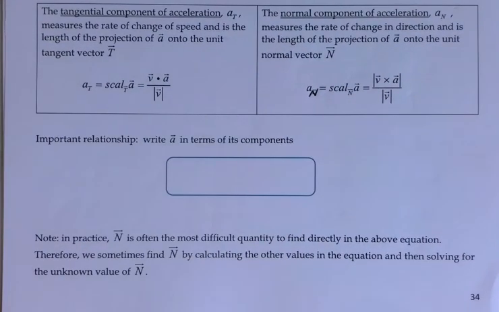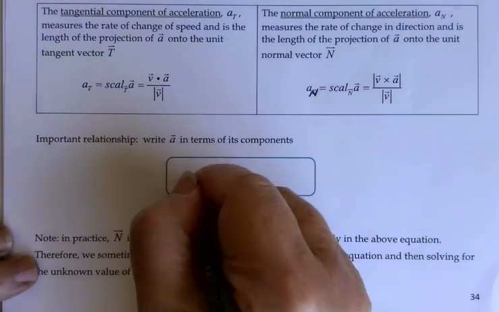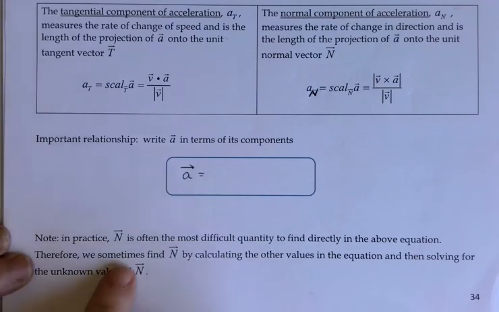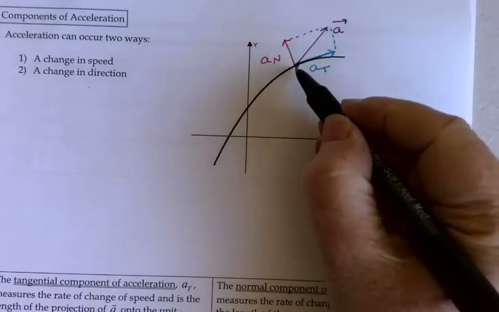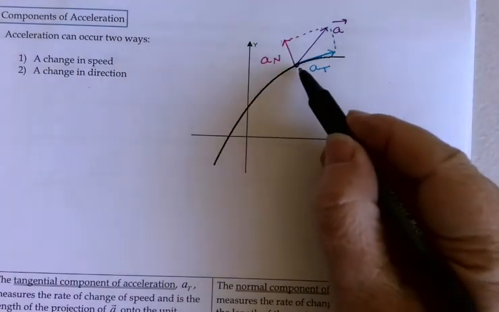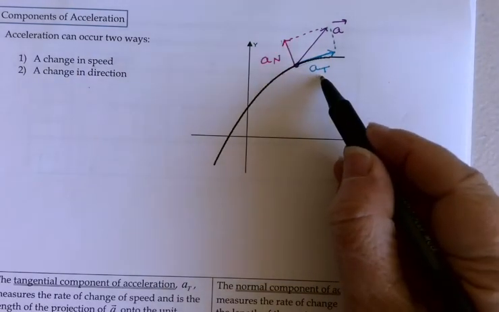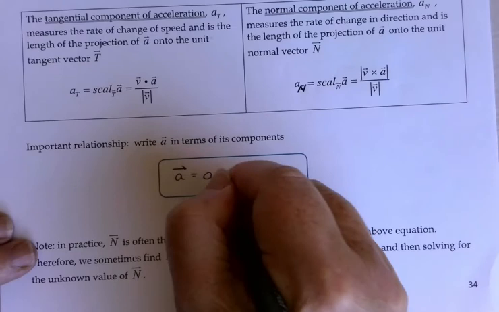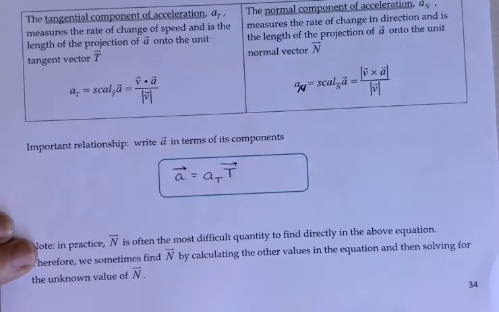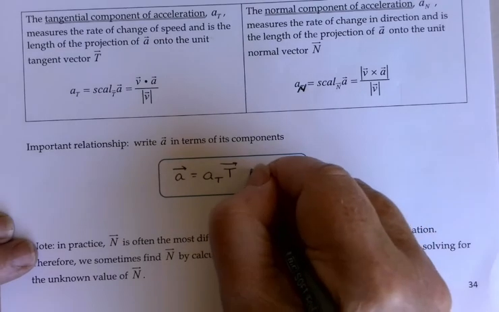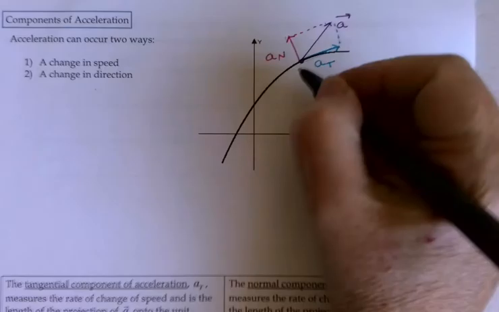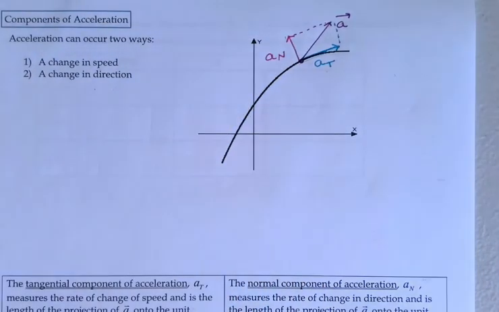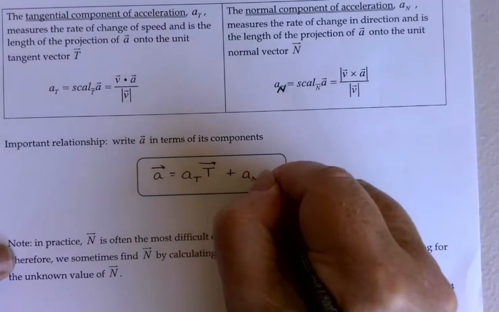Here's one important relationship. Let's think for a moment about how to write a in terms of its components. It would be the sum of this vector plus that vector. This vector has magnitude a sub t, and it's in the unit tangent or T direction. So I could write it as a sub t times the unit tangent T, magnitude times direction. Plus, I'd have to add this one, which has magnitude a sub n, and it's in the normal direction. So that would be a sub n times N.